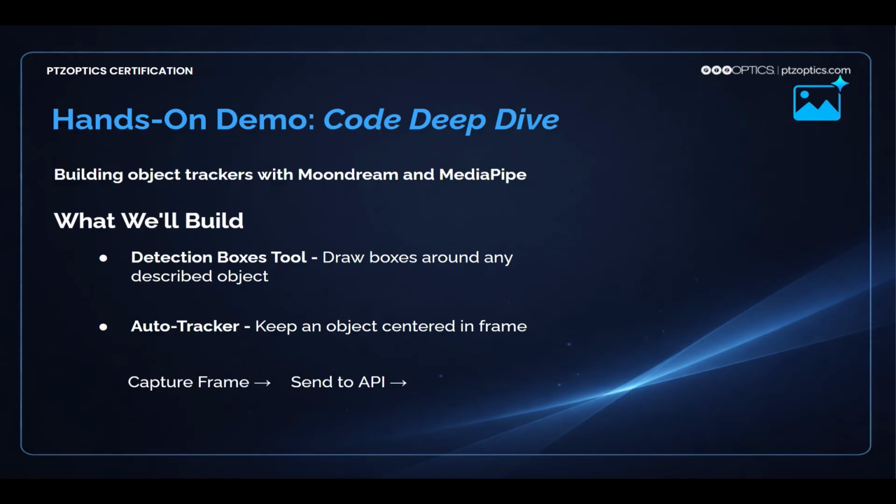We're going to be capturing frames of video, so just an individual frame at a time, sending it to Moondream's API to get the coordinates of where the thing is, the object that we're tracking. And then we're going to draw bounding boxes, and we are going to act, meaning we're going to control a PTZ camera. So this is going to be exciting.